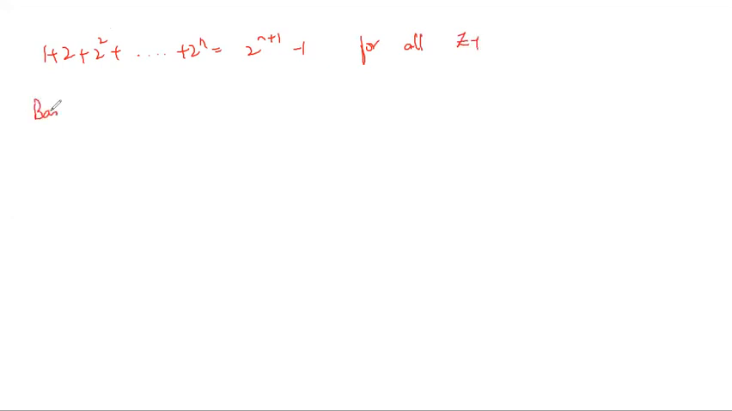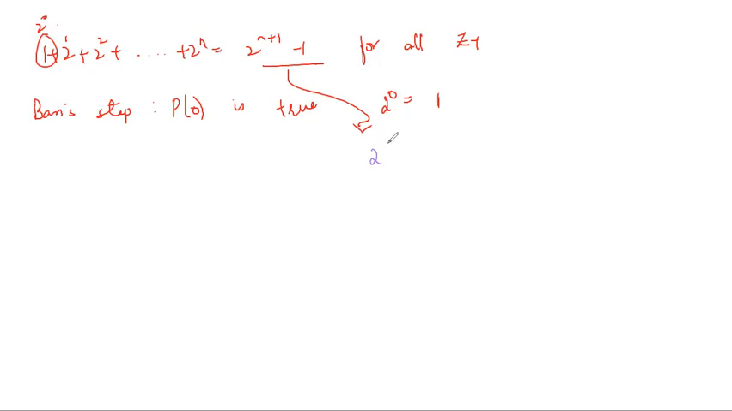So our basis step will be: since we have 2 power 0 here, we have to show that P of 0 is true. Why? Because 2 power 0 is 1, and on the other side, if we substitute n equal to 0, we get 2 power 0 plus 1 minus 1, which is again 1. So this completes the basis step: 2 power 0 is 1 and this is also 1. Now we have to take our inductive step.